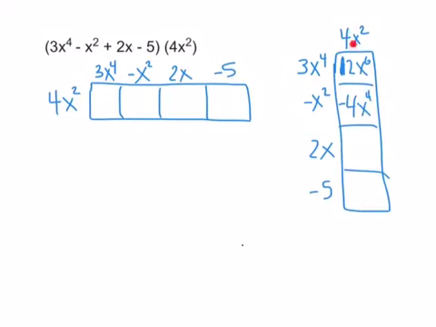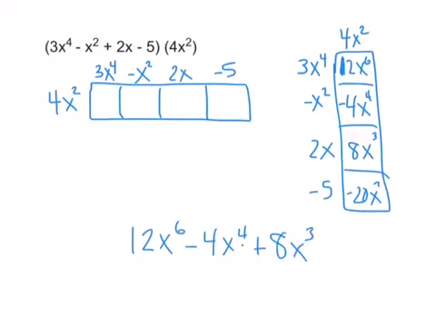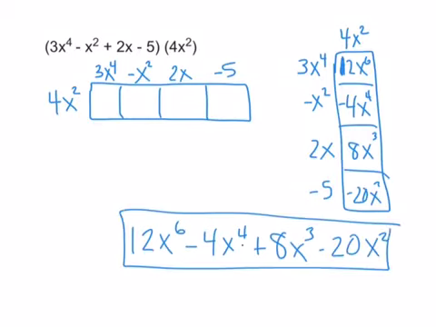We have 2x times 4x squared. So 2 times 4 is 8. X times x squared is x to the third. 8x to the third. And lastly, we have negative 5 times 4x squared, negative 20x squared. To write our final solution, this is what you should have got on your own if you tried it. No matter if you made your array horizontal or vertical, this is your answer when you multiply those two polynomials.